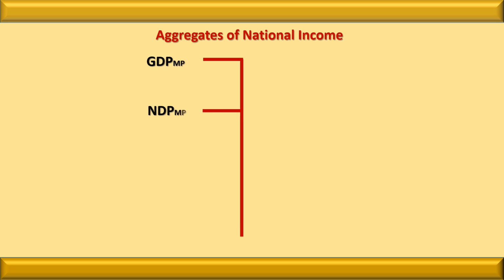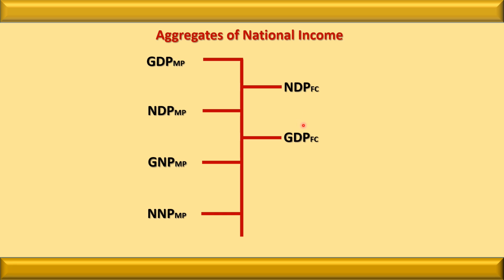The second is NDPMP. What does it mean? It means net domestic product at market price. Then GNPMP, it means gross national product at market price. Then NNPMP, what does it mean? It means net national product at market price. Fifth is NDPFC. What does it mean? It means net domestic product at factor cost.